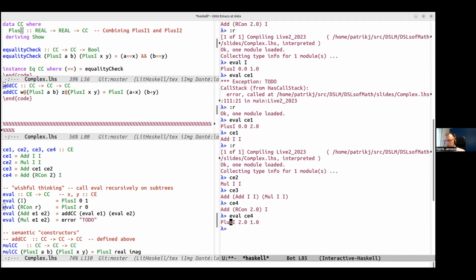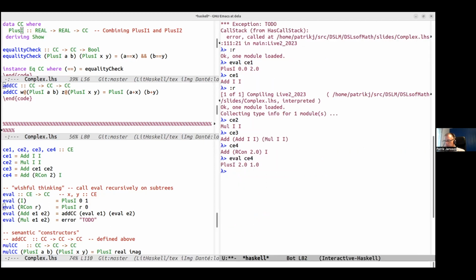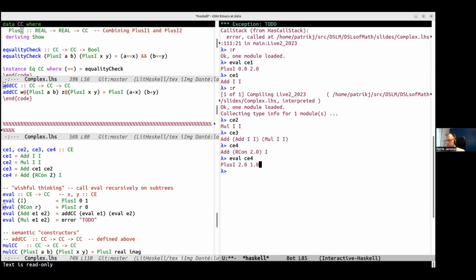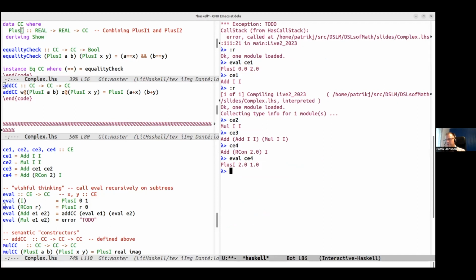So this is now plus I 2 and 1. So notice that CE4 here has a completely real number 2, and then a completely imaginary number I. So this just becomes 2 plus I. I mean, this is real part 2, imaginary part 1.